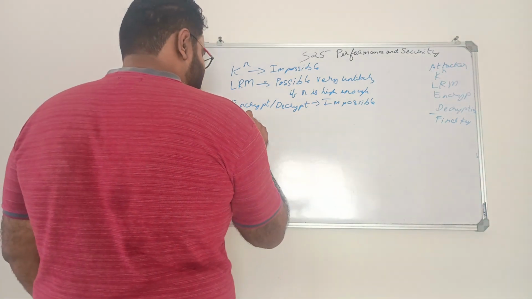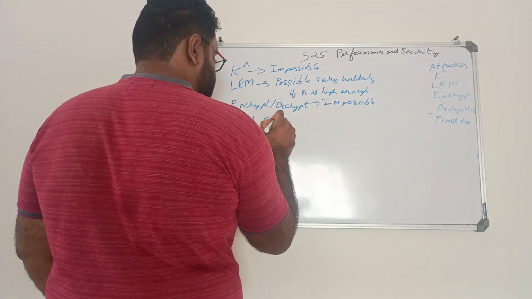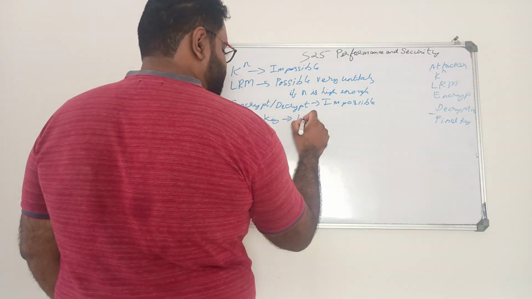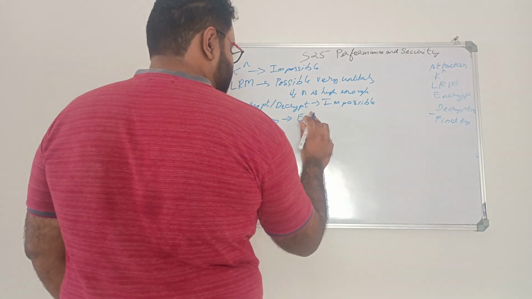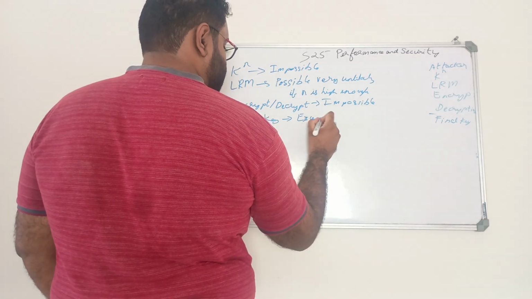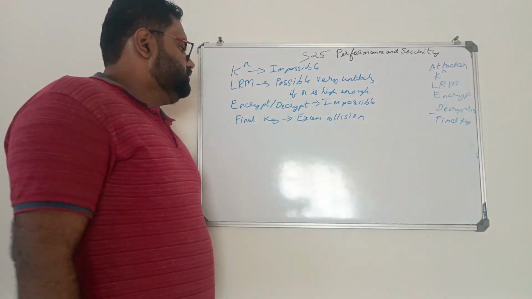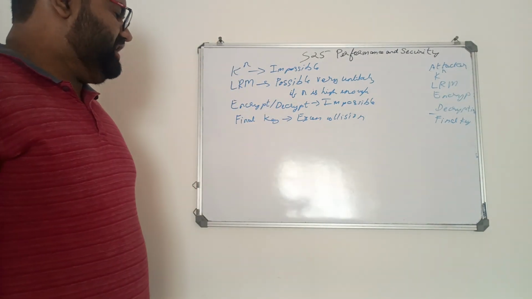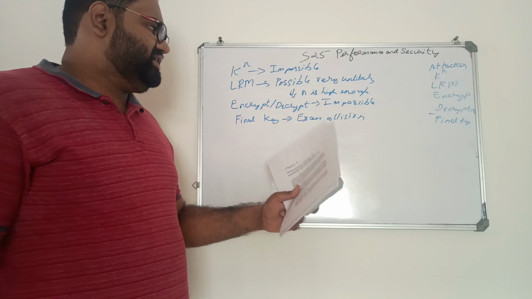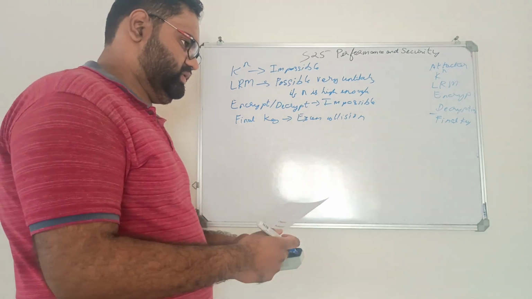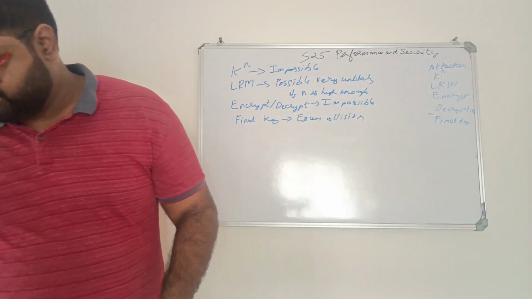So with our final key, we have excess collision. With this excess collision, again, there is no telling what exactly happens, and it is almost impossible to eliminate all of these collisions.